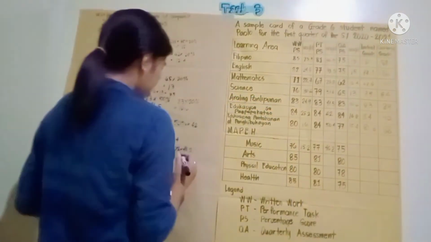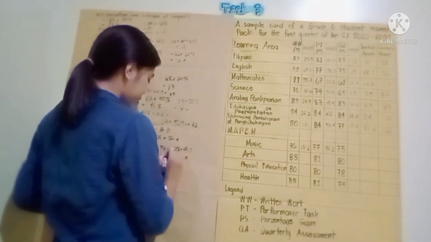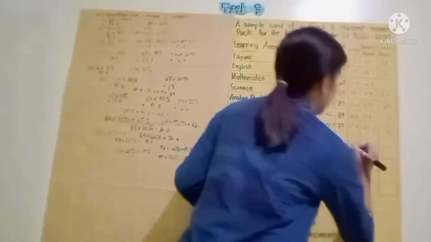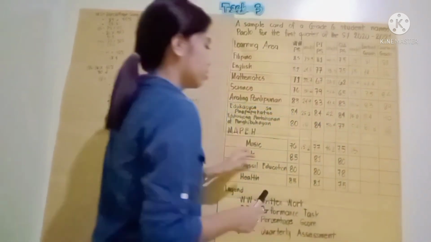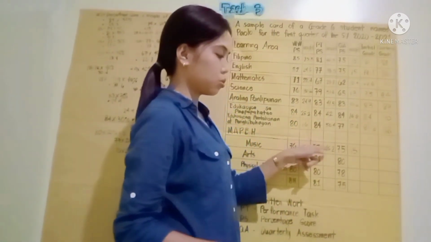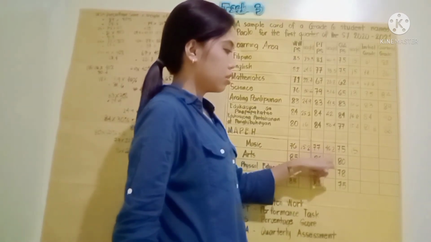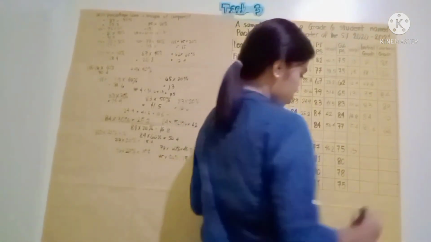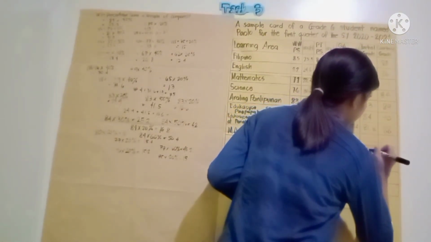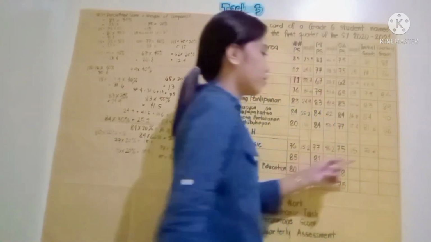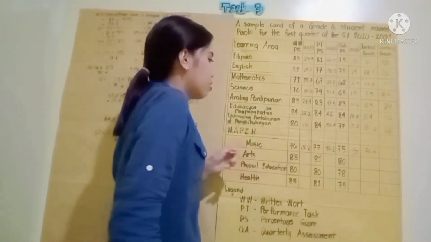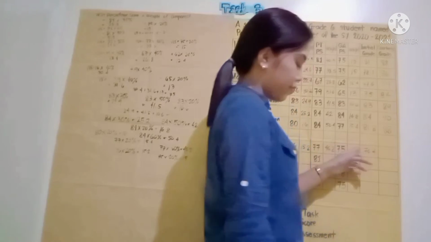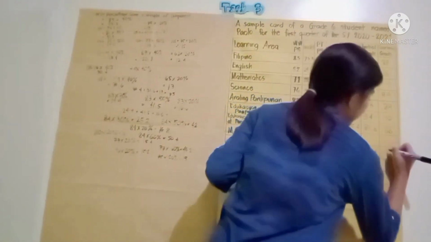Next is the quarterly assessment. 25 times 20% is equal to 15. So 15.2, 46.2, and 15, when you add them up, is equal to 76.4. So 76.4 is the initial grade of Paulo in music, and the transmuted grade of 76.4 is 85.